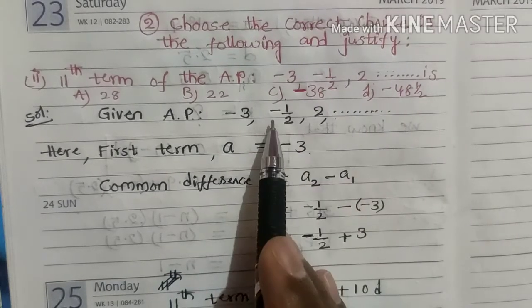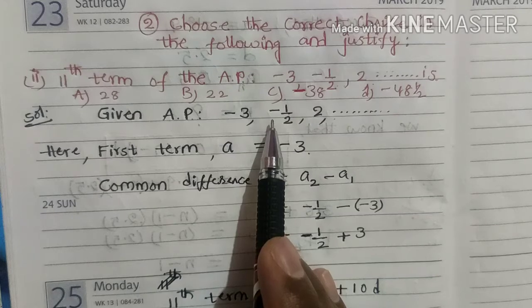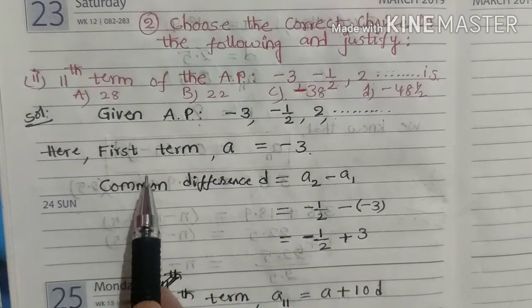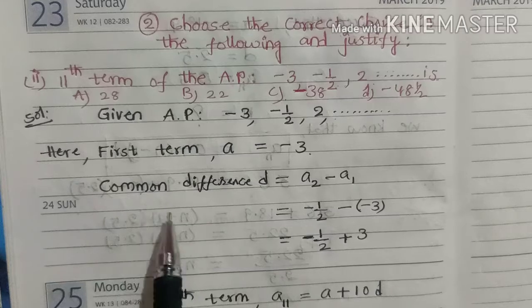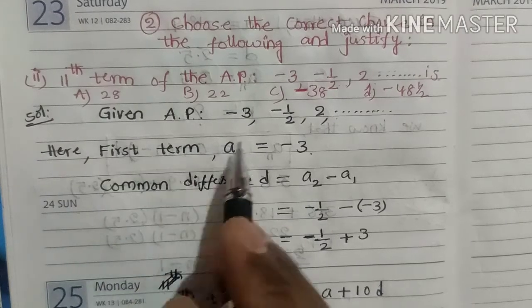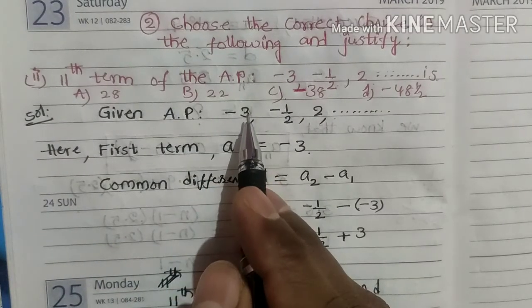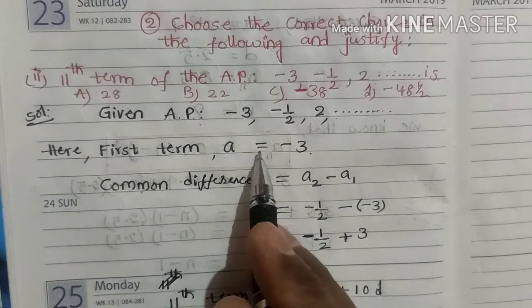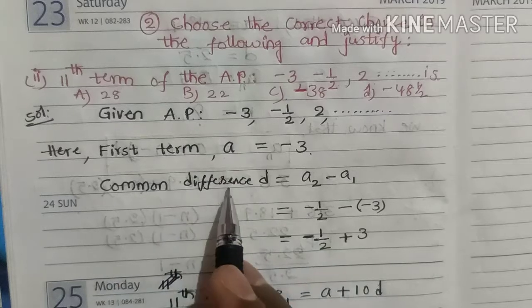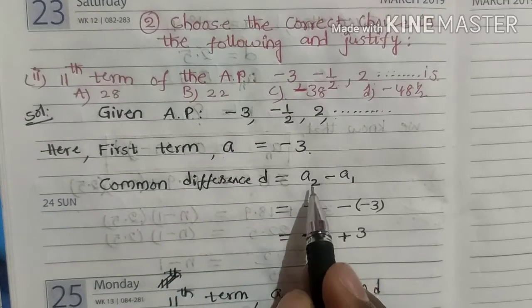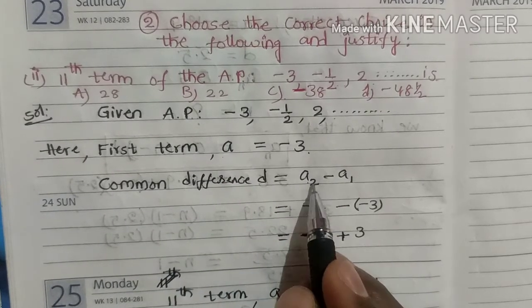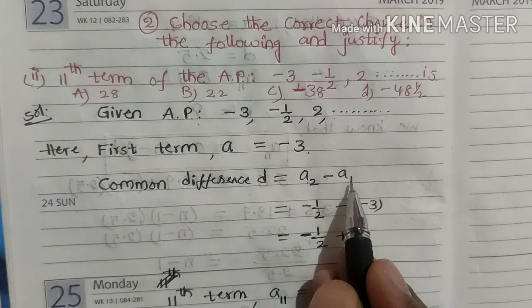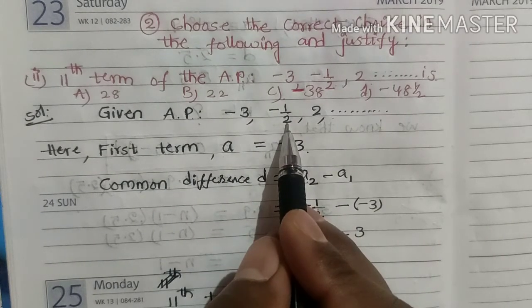Whenever you write an arithmetic progression, the next work is to write the first term as well as the common difference. Here, what is the first term? The first number is nothing but the first term. So here the first term is represented by A, that is -3. And the common difference formula is D equals A2 minus A1. A2 means second term minus first term. Here the second term is -1/2.